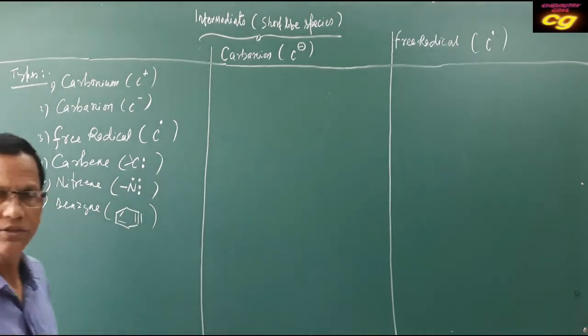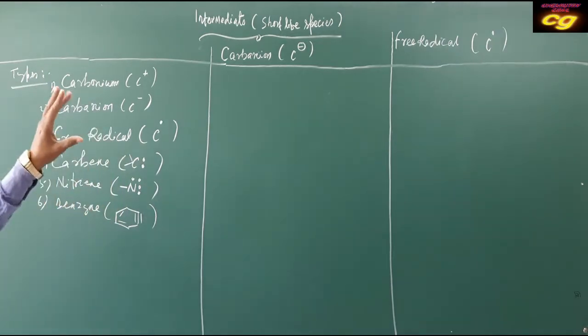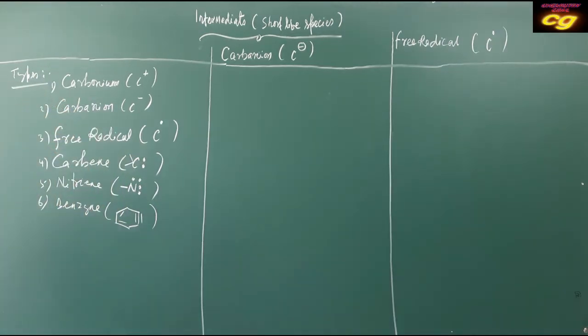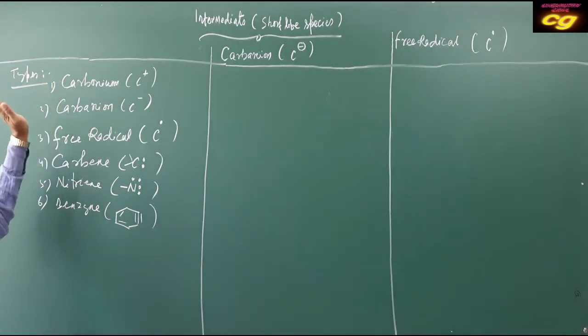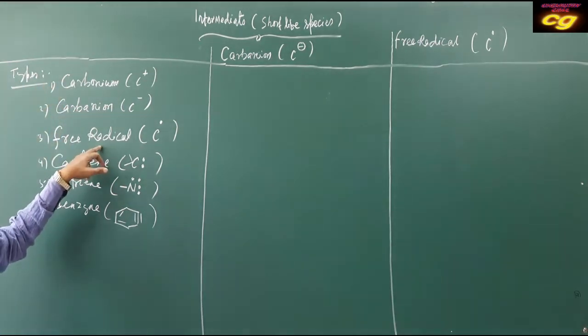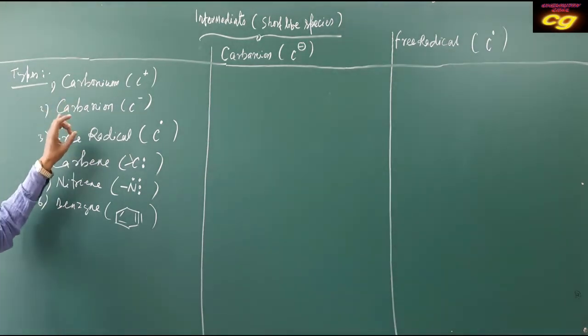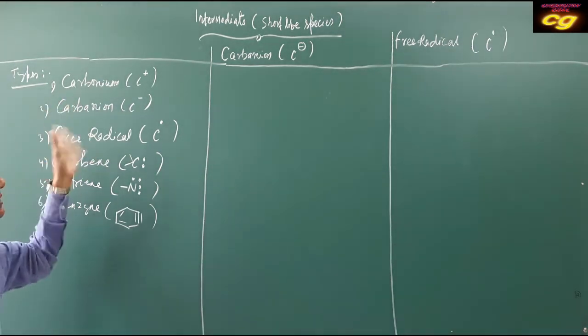So let us discuss one by one. Mainly we will discuss today these three types of intermediates: carbonium, carbanion, and free radical. This is very important for your examination. Okay, so we will write it.